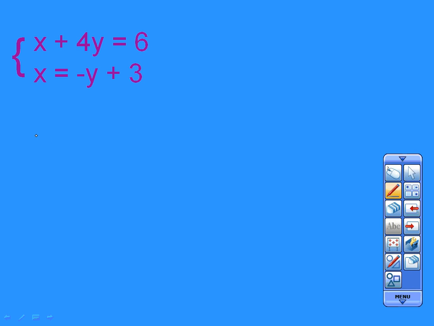Do I need to distribute anything here? Yes or no? Is there anything I need to multiply here? No, so really I can just go ahead and combine like terms, right? So what do I have? Negative y and 4y makes 3y. And then what? Plus 3, good, equals 6.